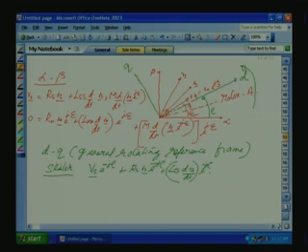Similarly for the mutual inductance term also, M into d by dt of IR e raised to minus j epsilon, whole thing multiplied by e raised to minus j rho. The full stator equation we have transferred to the dq axis. Now let us see the rotor.